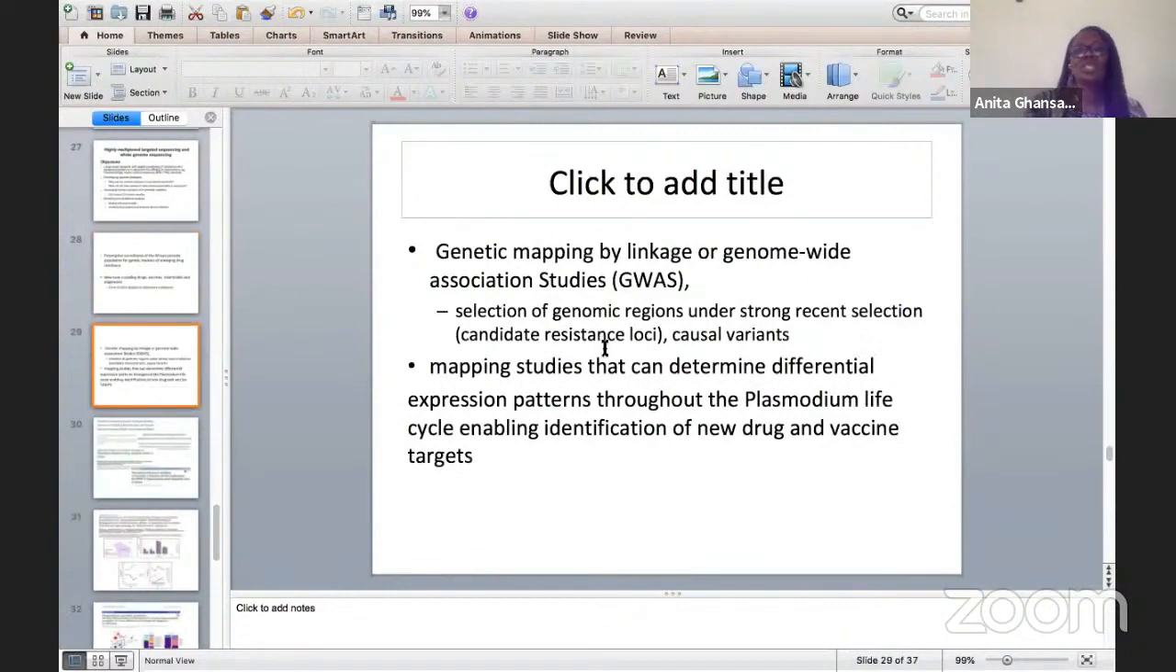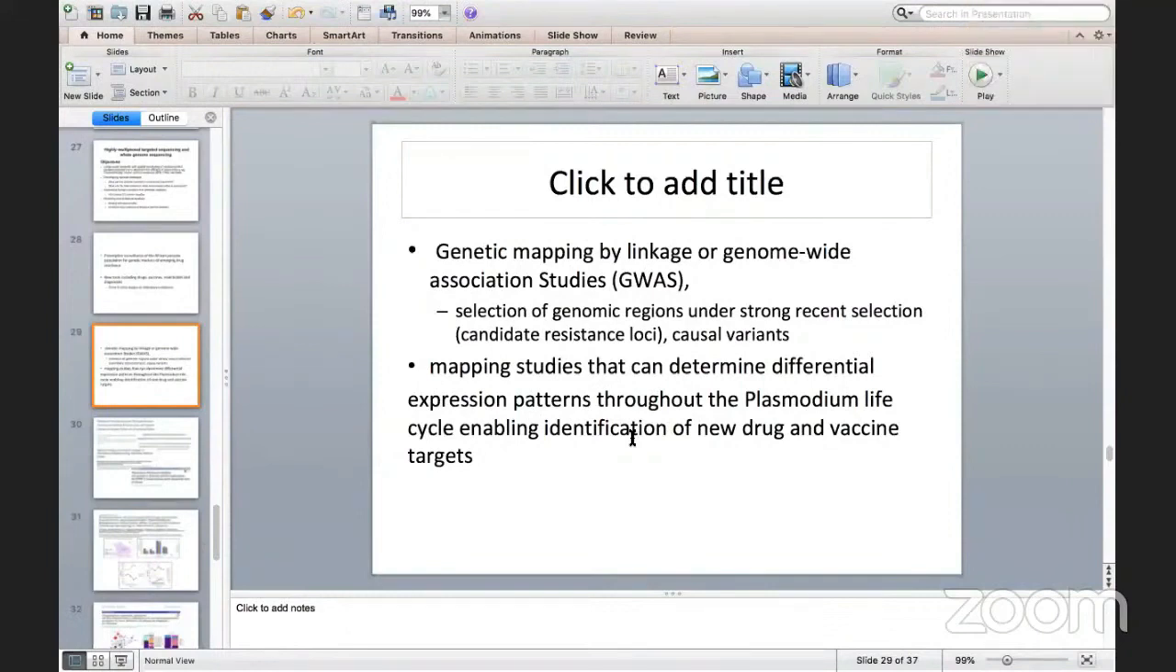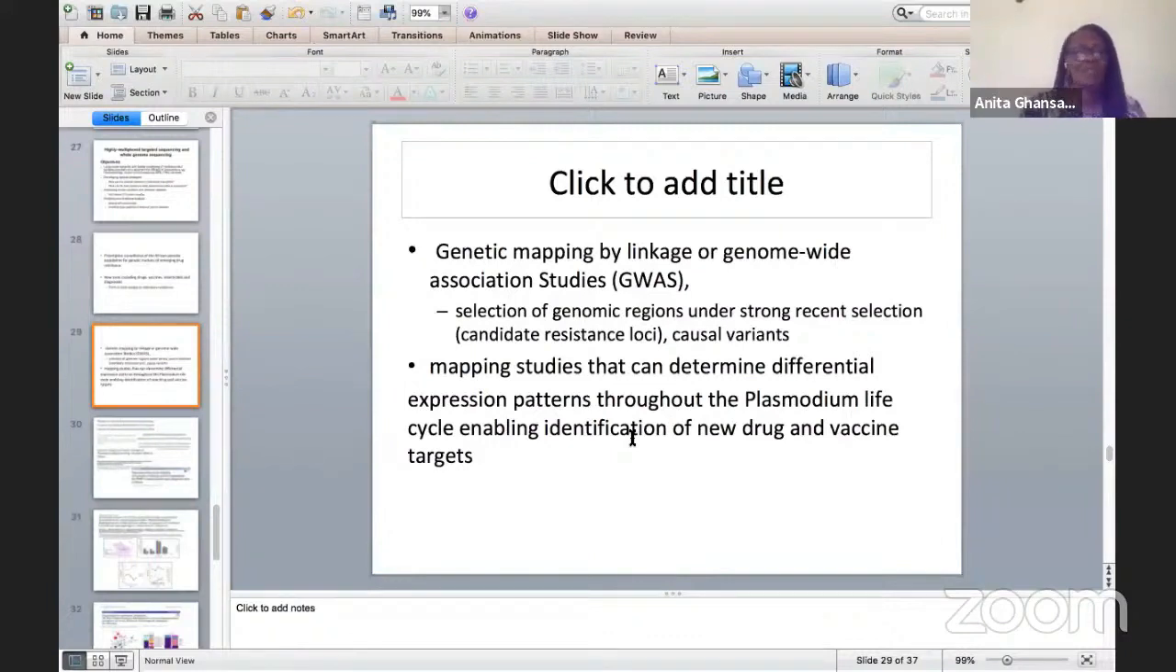We're also interested in genetic mapping by linkage or genome-wide association studies to select genomic regions under strong selection. These specifically candidates for drug resistance. And then we are interested in causal variants for highly virulent malaria or severe malaria. We are also interested in mapping studies that can help determine differential expression patterns across the Plasmodium life cycle to enable us to identify new drugs and vaccines.